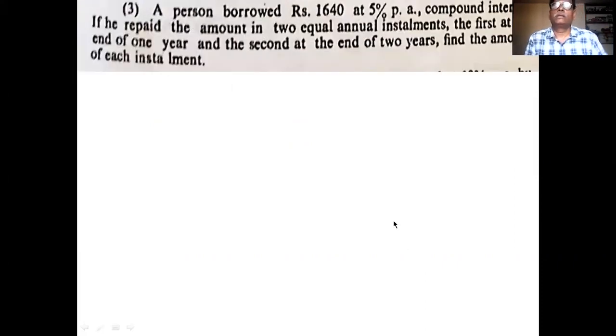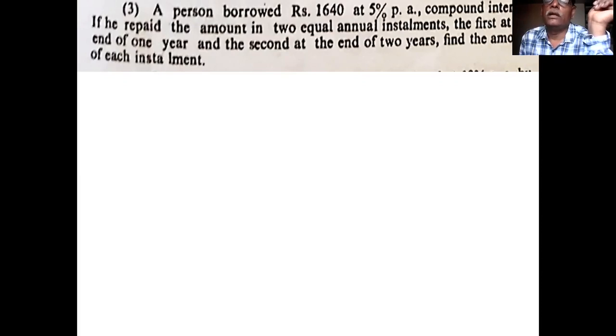Then come to the third example, third question. A person borrowed rupees 1,640 at 5% per annum compound interest. The amount borrowed is 1,640. That is the principal. 5% is the rate of interest.